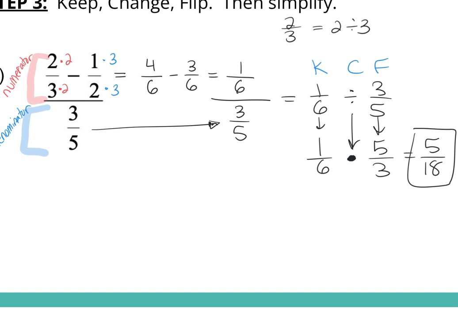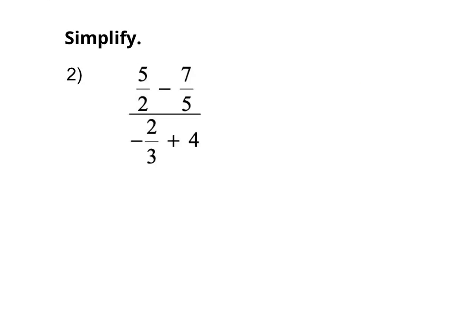Here's our next one. 5/2 minus 7 over 5, all over negative 2/3 plus 4. So write that guy out.